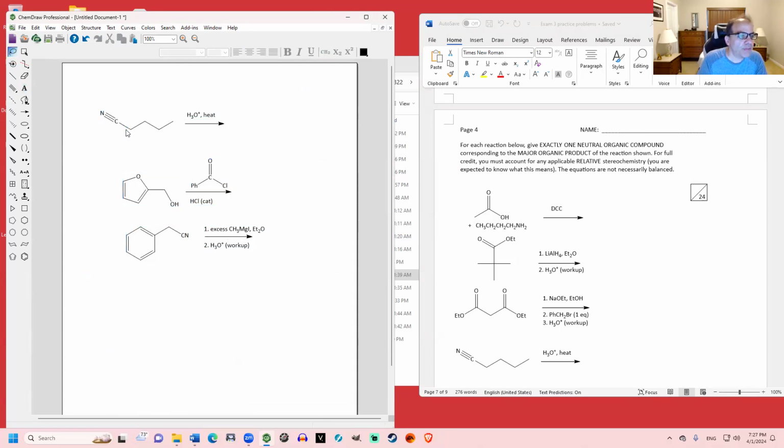The next question gives a nitrile, and it says we're heating it in aqueous acid. So we're doing an acidic hydrolysis of a nitrile. And that's going to give the corresponding carboxylic acid. That's a chapter 21 reaction, and that's in your class notes. So you get the carboxylic acid with the same number of carbons, 1, 2, 3, 4, 5, 1, 2, 3, 4, 5.